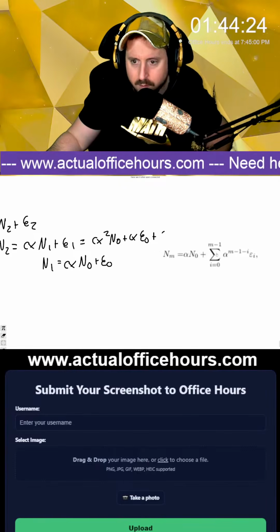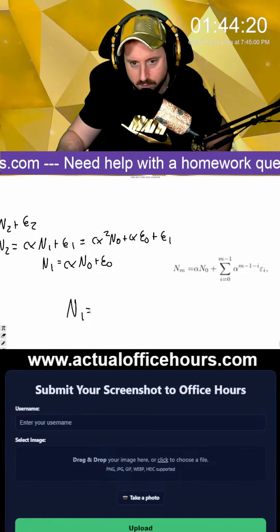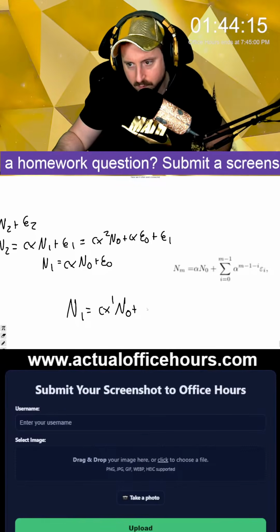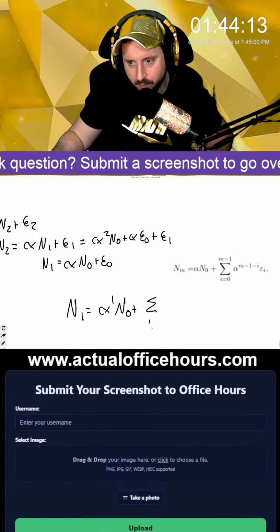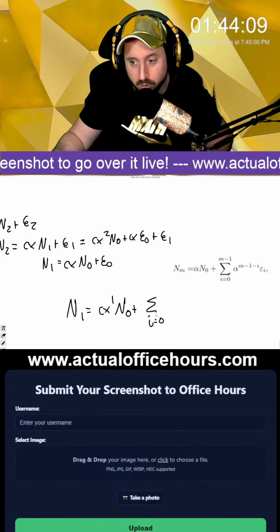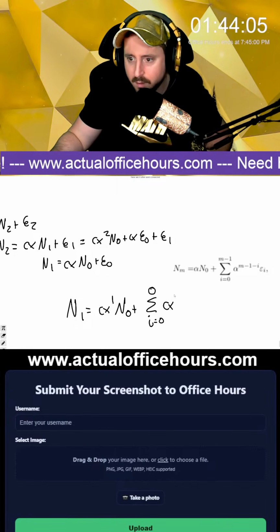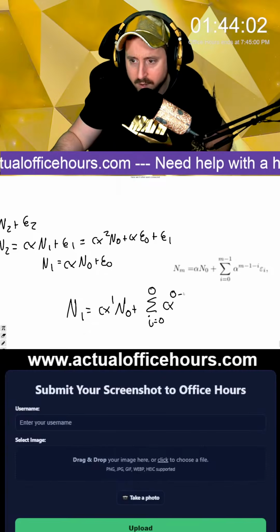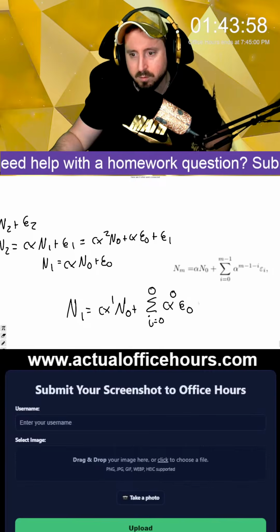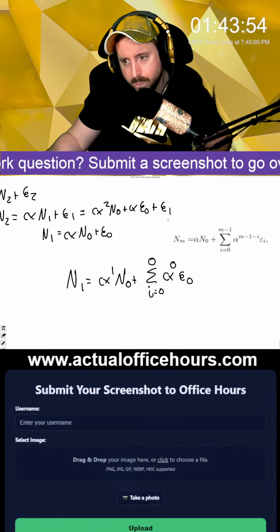So n1 is just going to be alpha to the first, n0 plus the sum from i equals 0 to 0 of alpha to the 0 minus i, epsilon i, which is alpha to the 0 epsilon 0. Okay, yeah, so it works for n1.